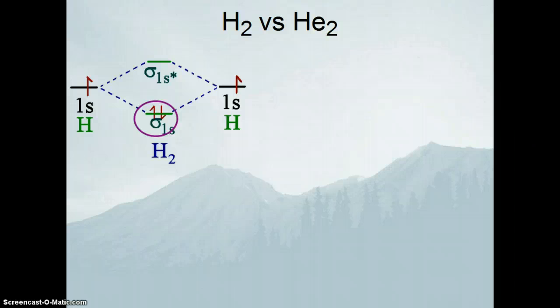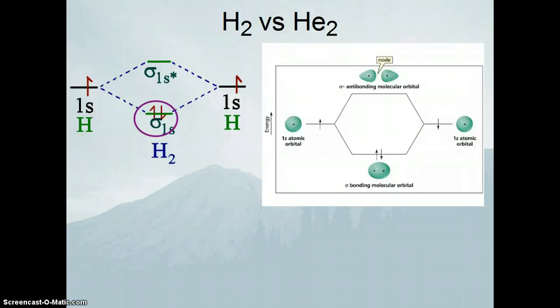And there's our sort of sigma 1s. And yes, that is a sigma bond. And we had learned about sigma bonds and pi bonds earlier when we were talking about multiple covalent bonds, that all single bonds are sigma bonds. This is actually where that sigma and pi come from.